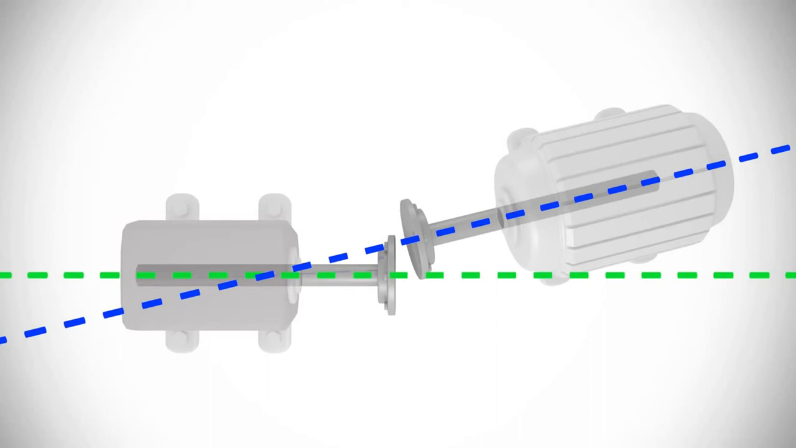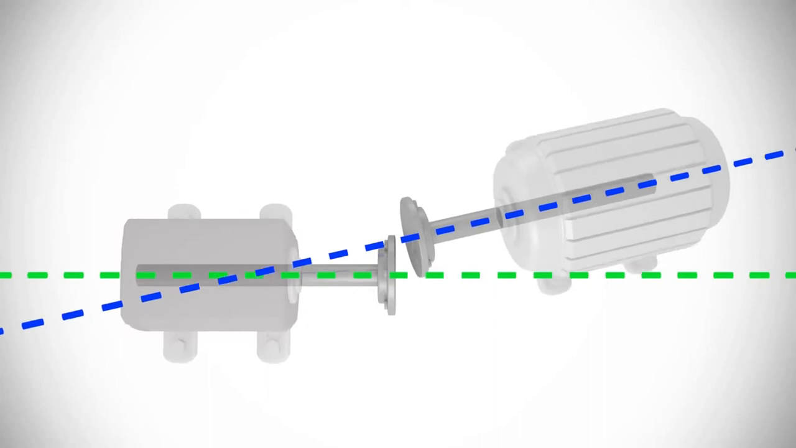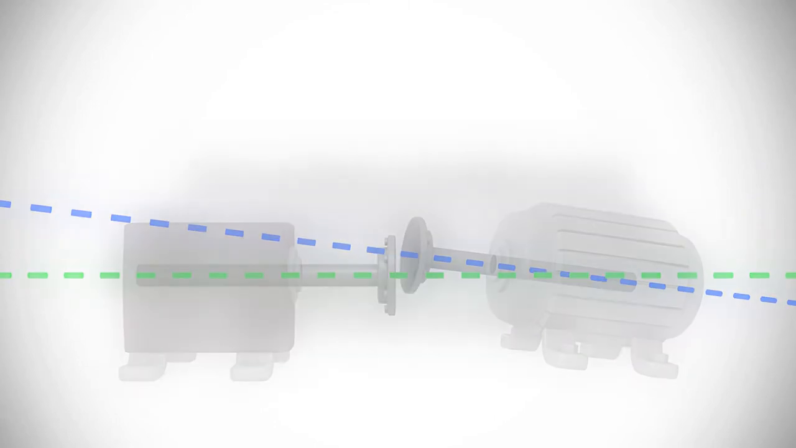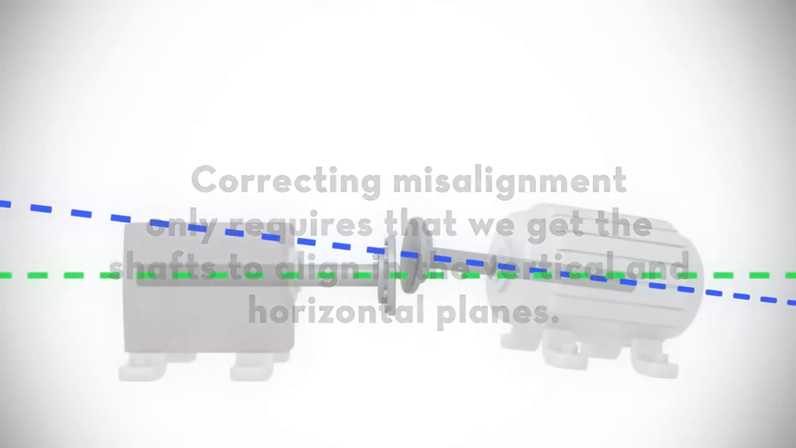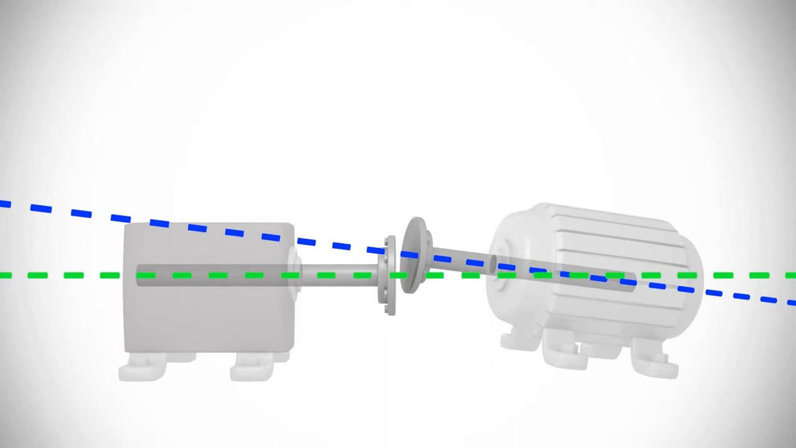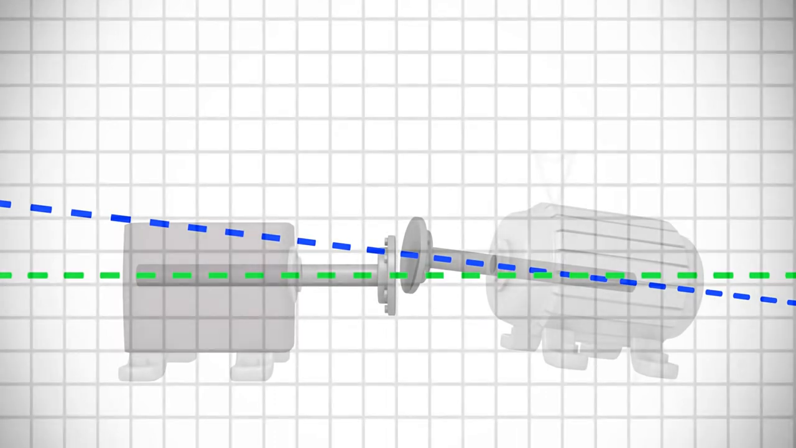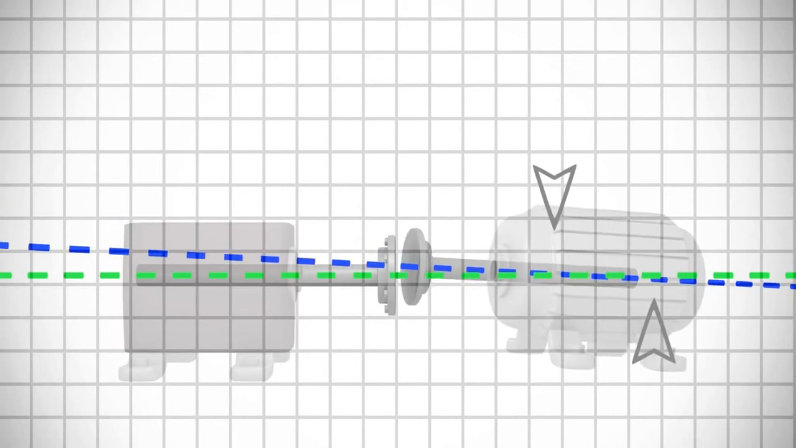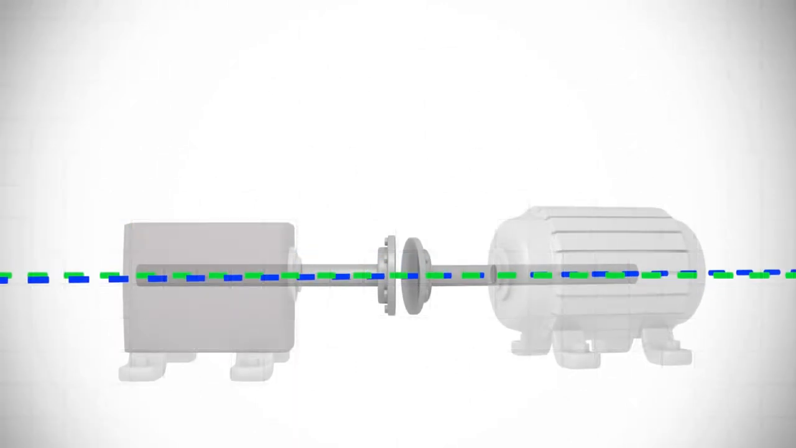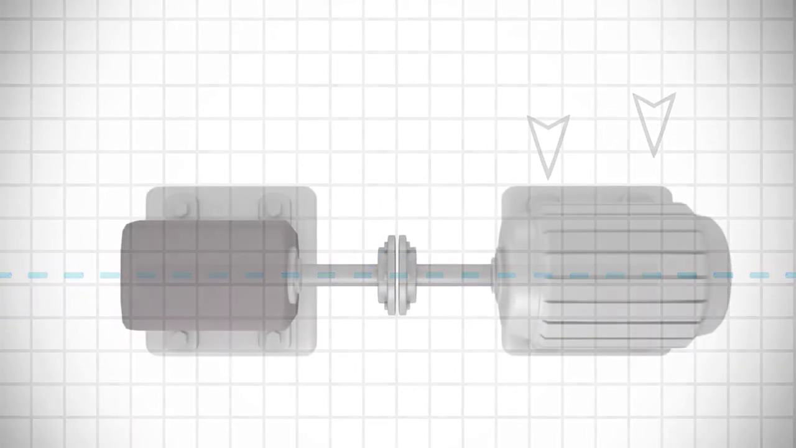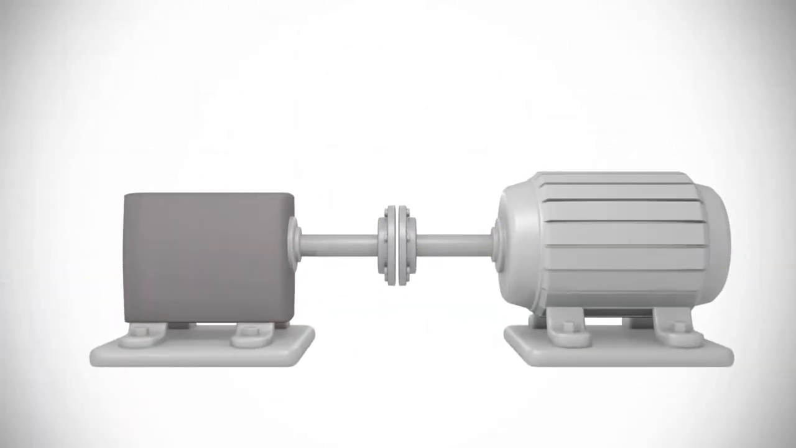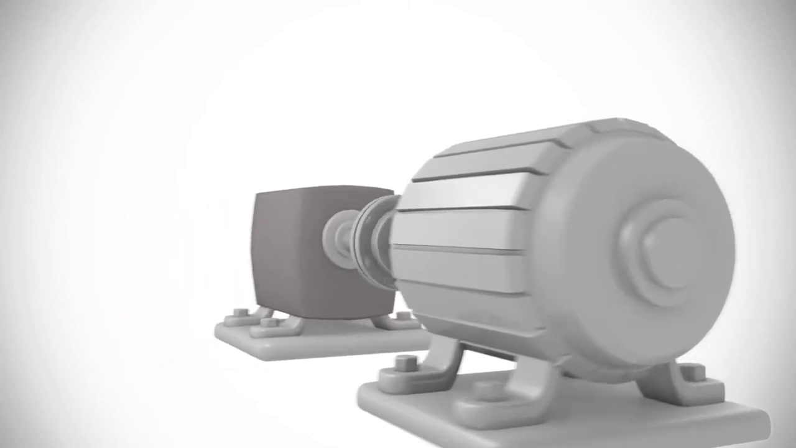While it is much easier to understand misalignment if you can visualize it in three-dimensional space, correcting misalignment only requires that we get the shafts to align in the vertical plane and in the horizontal plane. Fortunately, we're able to adjust the relative position of the two shafts in these two dimensions. We can raise and lower the movable machine in the vertical plane, and we can move it side to side in the horizontal plane. If we get the shafts aligned in these two dimensions or planes, they will then be in tolerance and close to collinear.